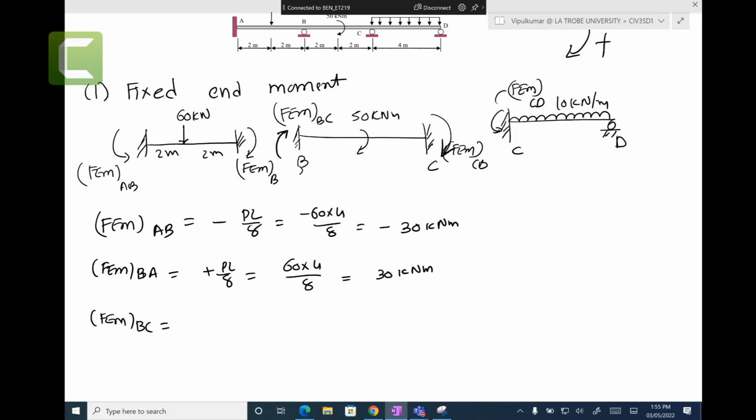Yeah, the fixed end moments are not. What is a fixed end moment? Fixed end moments are not supposed to deal with equilibrium. Fixed end moments are the representation of all the internal loading at the joint.